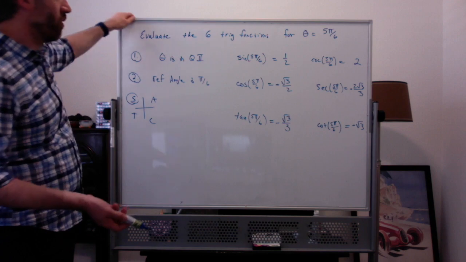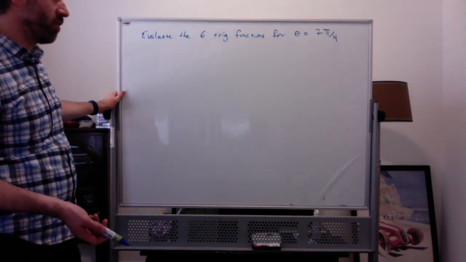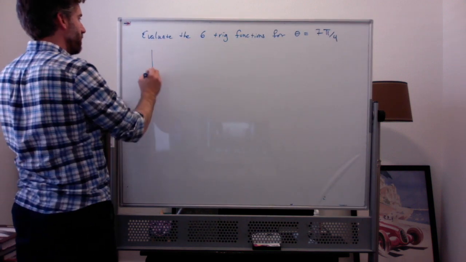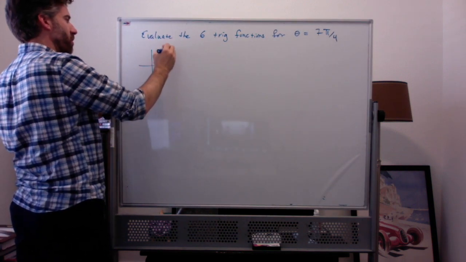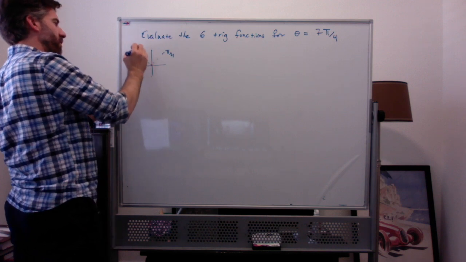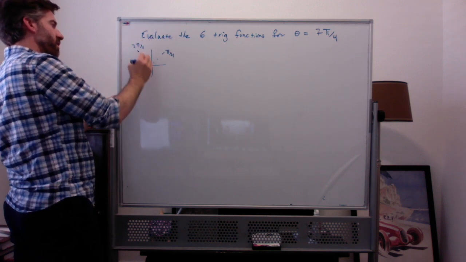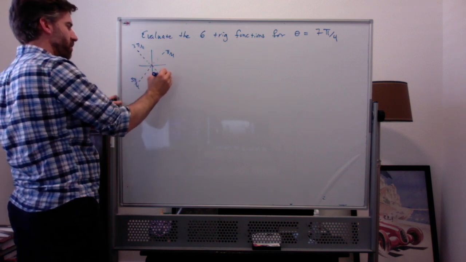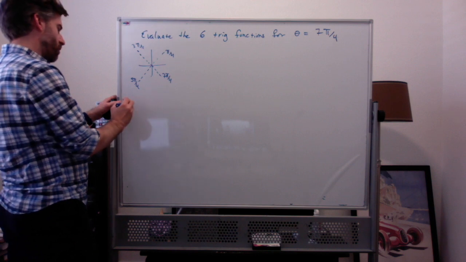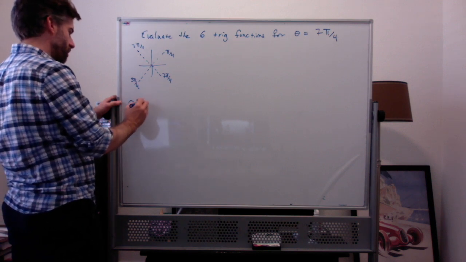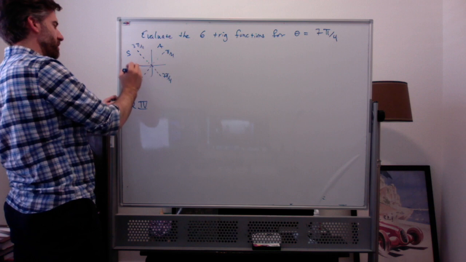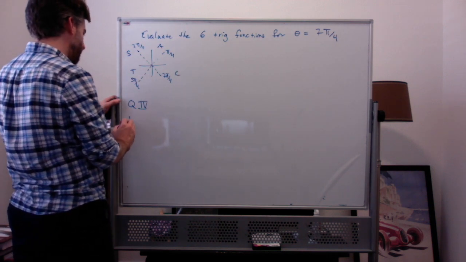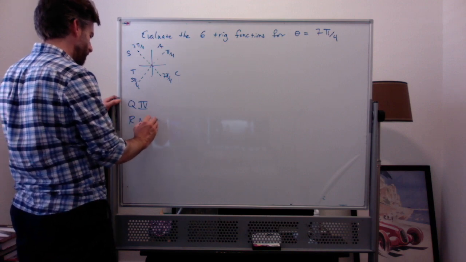Let's do the same thing for the next angle, which is 7 pi over 4. So 7 pi over 4 is in quadrant 4, right? We have pi over 4 in quadrant 1, 3 pi over 4 in quadrant 2, 5 pi over 4 in quadrant 3, and 7 pi over 4 in quadrant 4. So in quadrant 4, we know that cosine is positive, and sine and tangent are negative. And we know that our reference angle is just pi over 4.